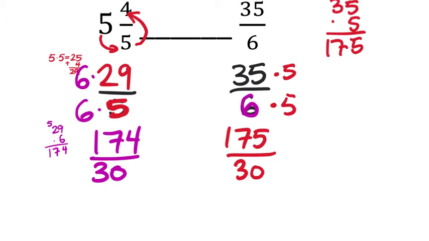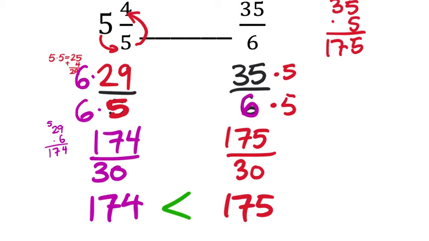Once the denominators are the same like we see, then all you're really doing is comparing the numerators, 174, and we're comparing that to 175, okay? So right here, I know 175 is bigger, so 174 is less than 175, which means the other fraction, 174 thirtieths, would be less than 175 thirtieths, which means that 29 fifths is less than 35 sixths, which means that 5 4/5 is less than 35 sixths.